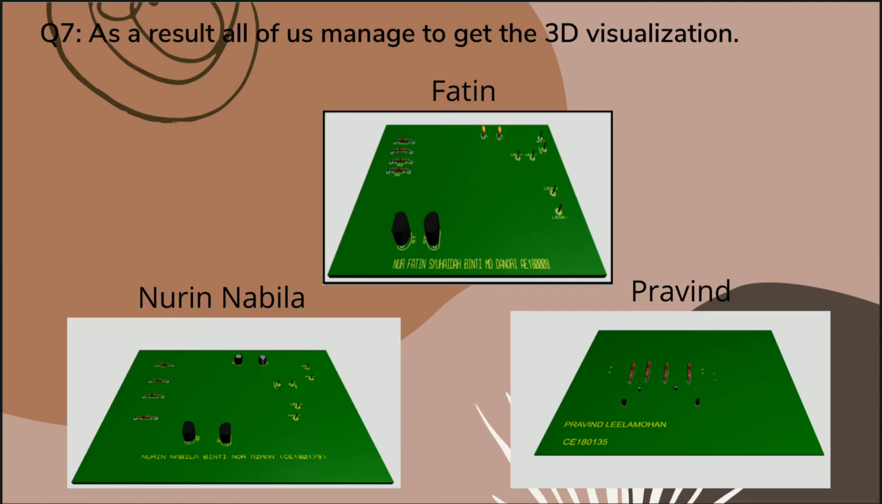As a result, this is our 3D visualizations.